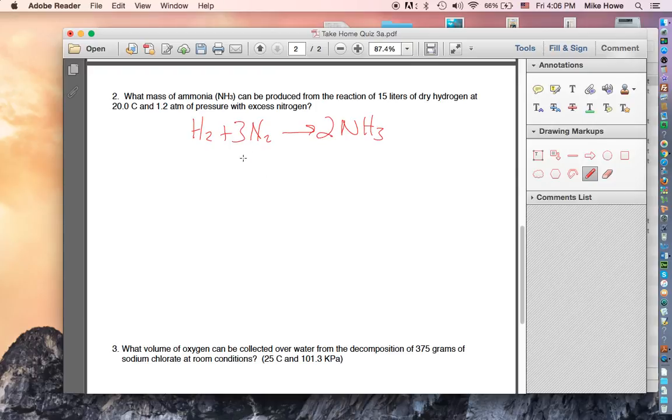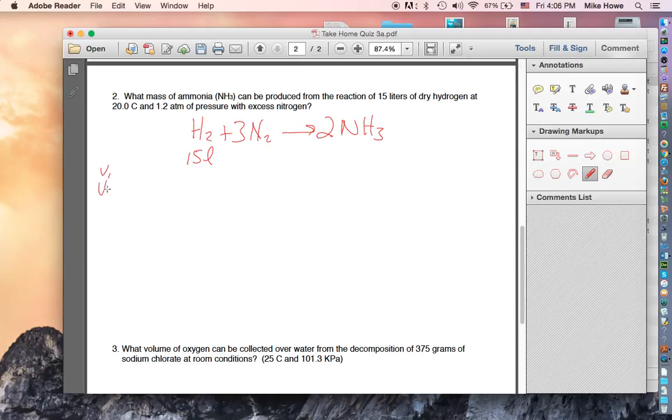All right, we have 15 liters of hydrogen, but it's at 20 C and 1.2 atmospheres. Basic stoichiometry, what do you do in basic stoichiometry? You change to moles, then you do a mole ratio between ammonia and hydrogen, and then you change to grams, and that's it. So the only catch is you cannot use the 22.4 liters. So real quick, I'll show you how to do it both ways.